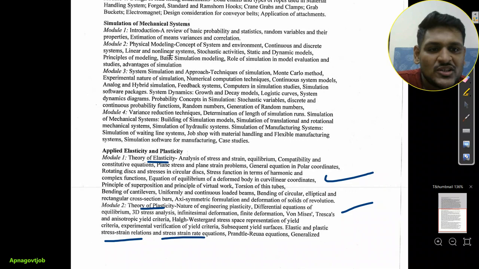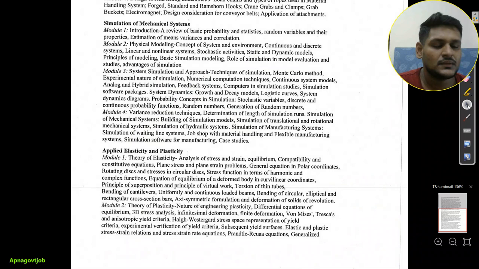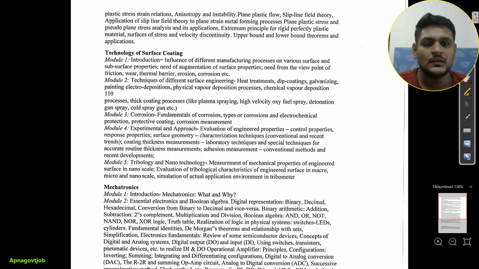Then in simulation of mechanical system, what do we have? Basically, system decay. Okay, leave this. Okay, leave this. Okay, technology of surface coating is there. If you have basic idea of nanotechnology, just go through that, otherwise you can skip that part. Otherwise erosion, corrosion, you can do basic things at least. Other things you can just leave.